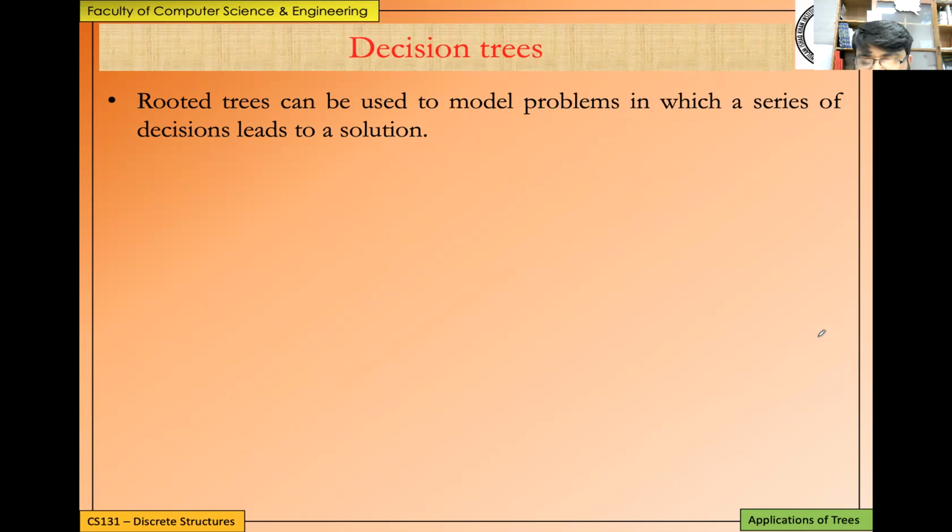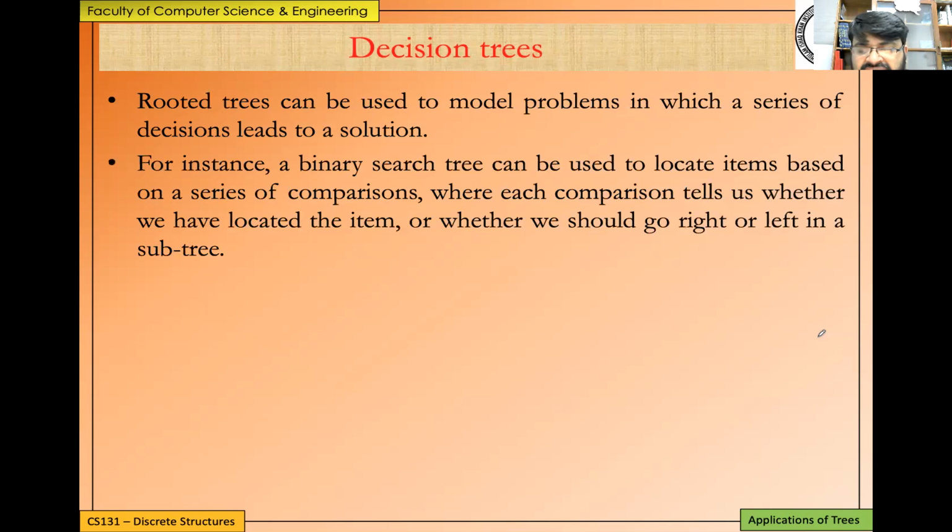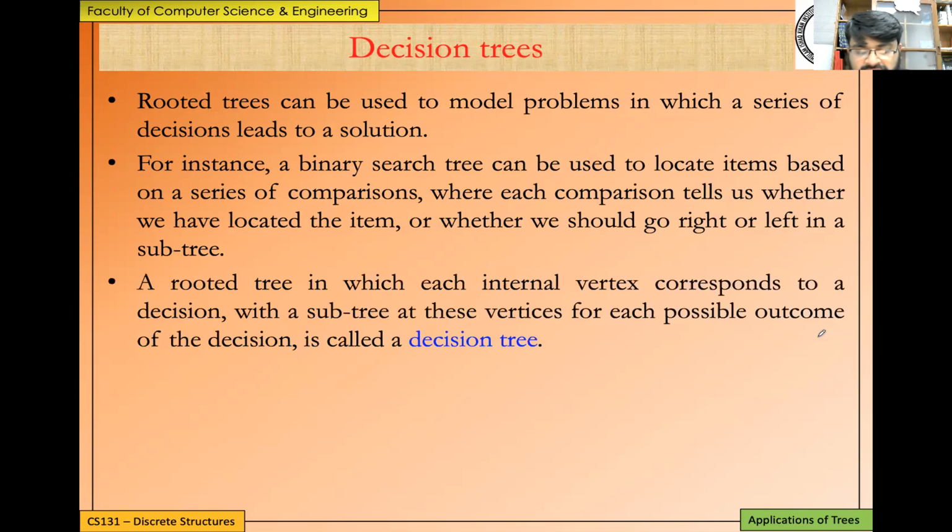the rooted trees can be used to model problems in which a series of decisions leads to a solution. And that is what we call decision trees, right? So rooted trees can be used as decision trees as well. For instance, a binary search tree can be used to locate items based on a series of comparisons, like I just did before for biology, where each comparison tells us whether we have located the item or whether we should go right or left in a particular subtree.